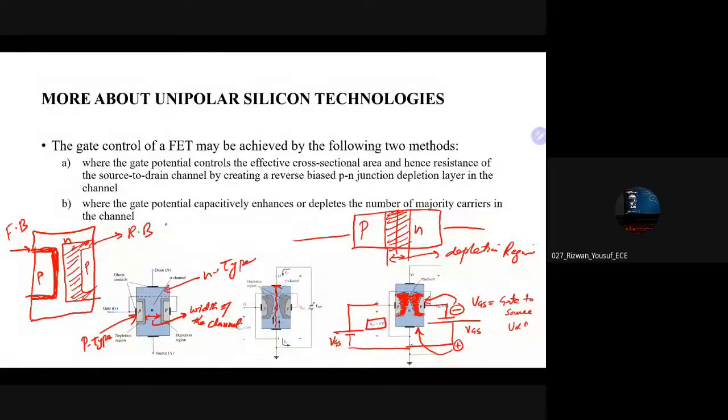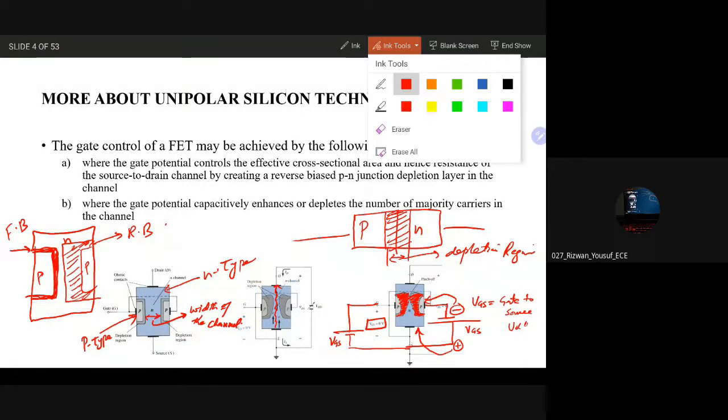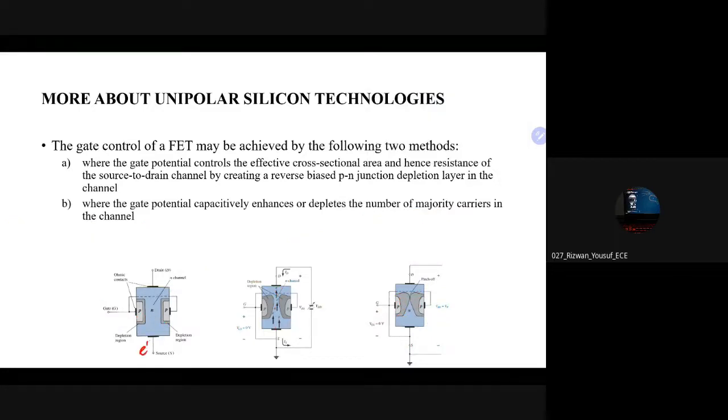And if you are able to change the width of the channel, it means you are basically trying to control the flow of electrons in this device. And please note it down, where is the flow of electrons in these MOSFETs? It is always from source to drain. So electrons always move from source and go to drain.